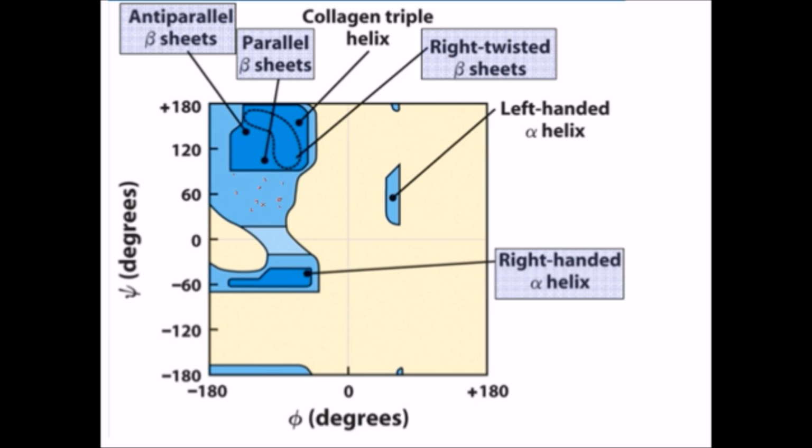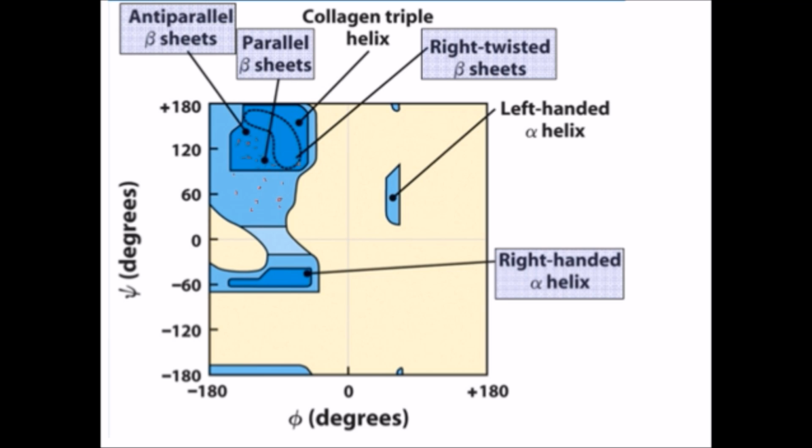For example, if in a peptide most of the dots lie in between this region, then we can say that this peptide will have an anti-parallel beta sheet structure. Similarly, when more dots accumulate in this region, then we can say that the polypeptide has parallel beta sheets.